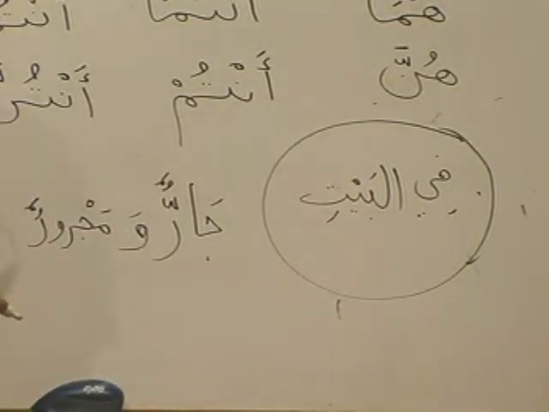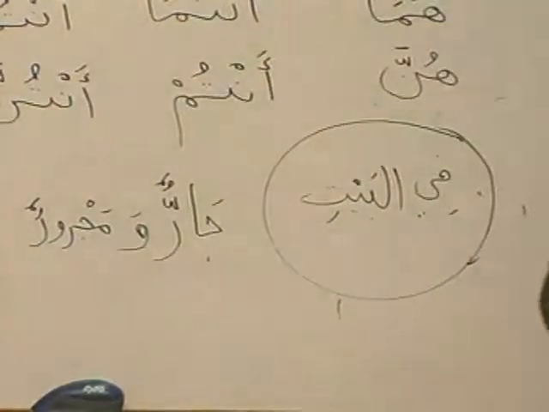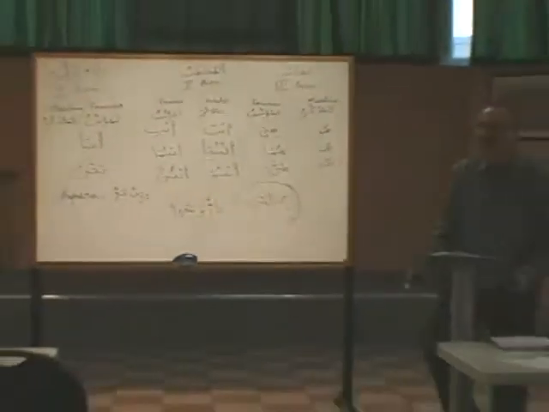Jarun wa majrurun. Inshallah, in 2-3 days, you'll get used to it. So if I say fil baiti, I can say fi is harf jar, al baiti is ism majroor. If I say fil baiti, in short, you can say jarun wa majrurun. What is the meaning of jarun wa majrurun? It means there is a harf jar followed by ism majroor. So you will say jarun wa majrurun. Are you with me? Fine.